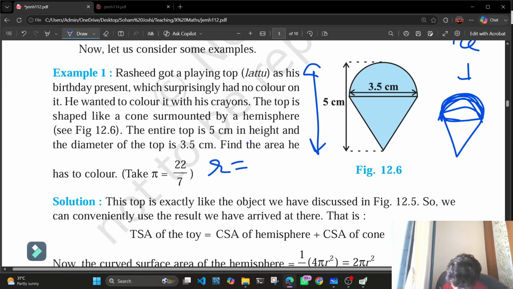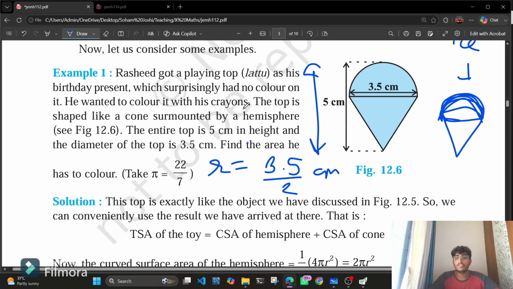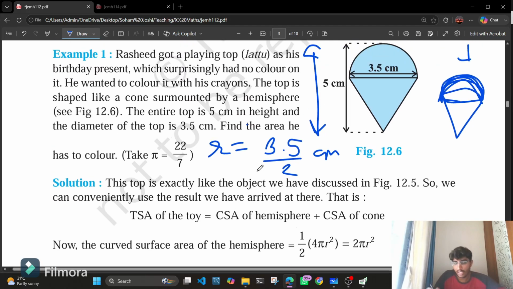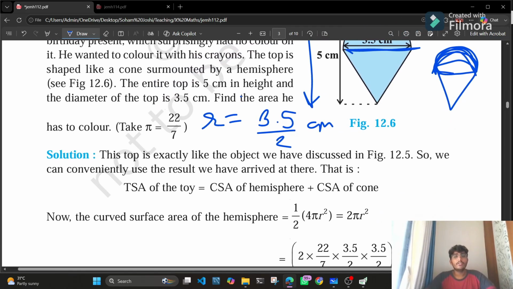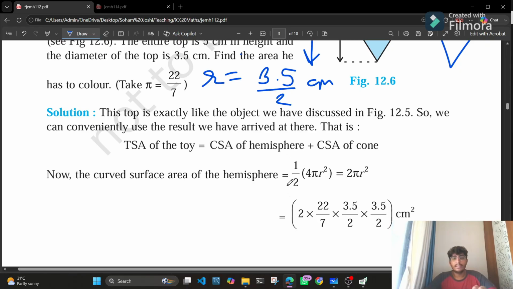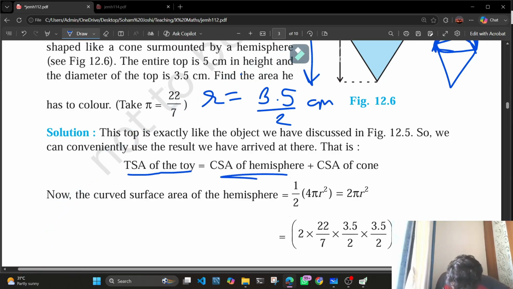So therefore, the radius would be 3.5 upon 2 centimeters. Now you can refer to it as r. The radius of the cone and the radius of the hemisphere are the same, because they are surmounted on each other. Now we need to find out the total area that Rashid has to color. So the total surface area of the toy would be the curved surface area of the hemisphere plus the curved surface area of the cone.